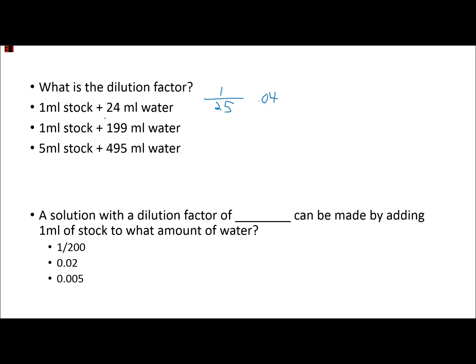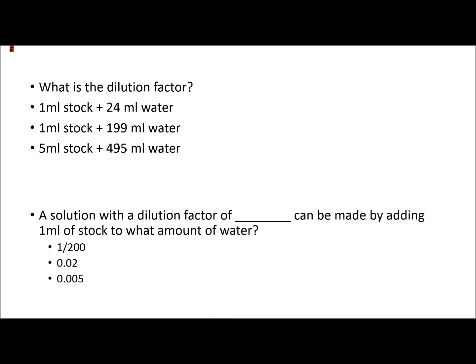Here we do the same thing. We add 1 milliliter to 199 milliliters of water, so that's going to be 1 and our total here is 200. So that's going to come out to 0.02. And finally, this one's a little bit different because it's not the 1 over x format, but it's just the same idea. So you're going to take 5 over your total. And then you can just reduce this to 1 over 100, which is 0.01. So those are your dilution factors there.